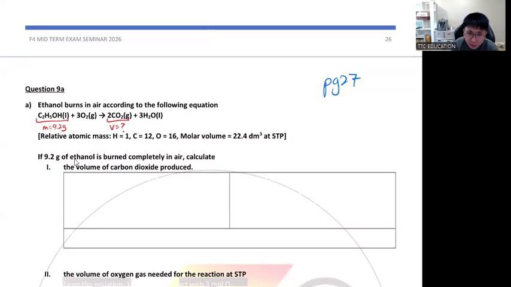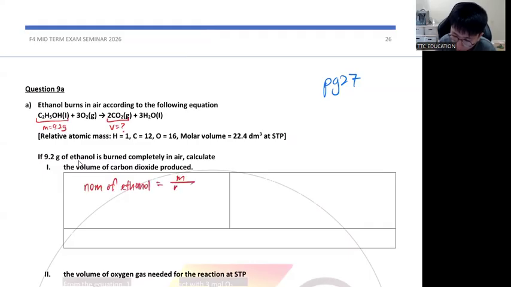Okay, so now in 9.2 gram, what can we do? We can do the number of mole of your ethanol, which is mass over molar mass. Why mass over molar mass? 9.2 gram is obviously the mass, so we put in 9.2. But what is the molar mass of ethanol? So ethanol is C2H5OH.